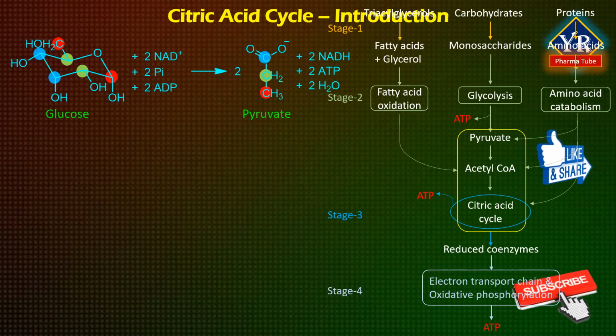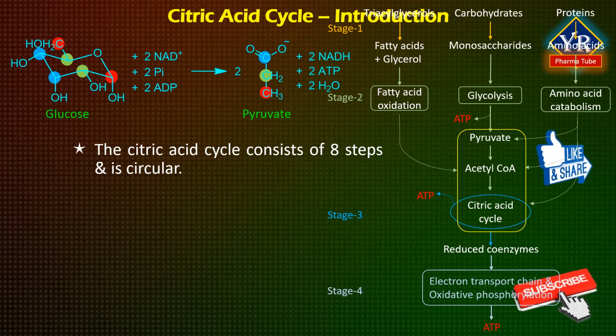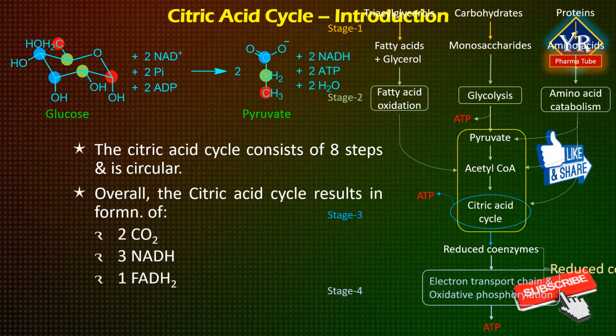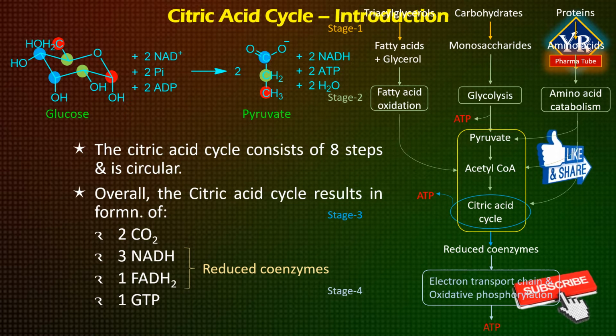The citric acid cycle has 8 steps and is circular because step 1 is a reaction between Acyl CoA and oxaloacetate, the product of the final reaction in the pathway. Overall, the citric acid cycle results in the formation of 2 molecules of carbon dioxide, 4 molecules of reduced coenzymes, that is 3 NADH plus 1 FADH2, and 1 molecule of GTP. The net reaction is shown here in the figure.